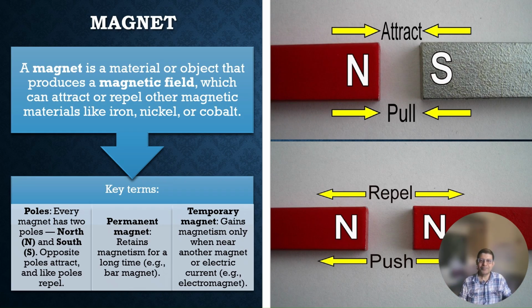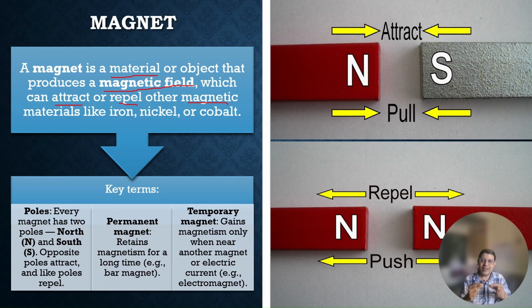Now, why does this happen? Magnets are made of some material. Let me highlight it here also. They are made of a material, or an object, mostly a gray object, but sometimes it can be a very shiny, glittery object as well. It produces a magnetic field, and this magnetic field can either attract or repel other magnetic materials.